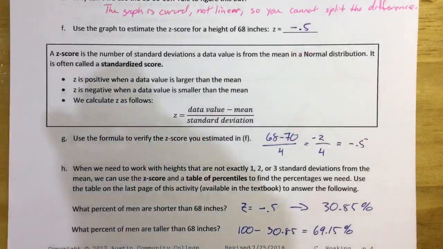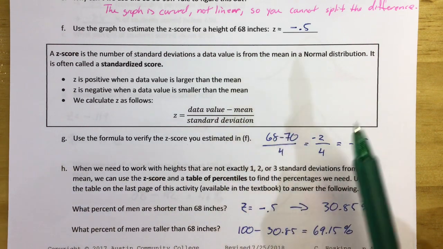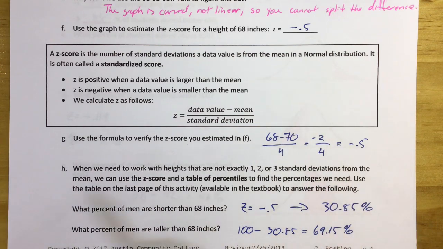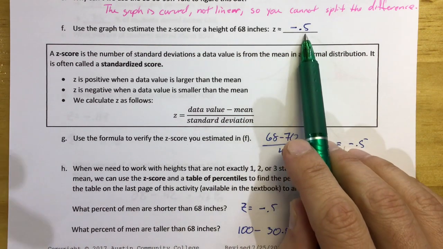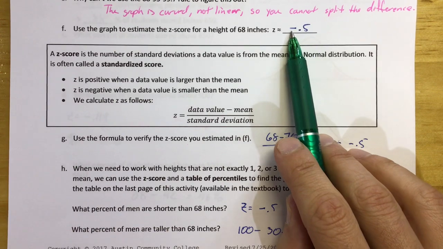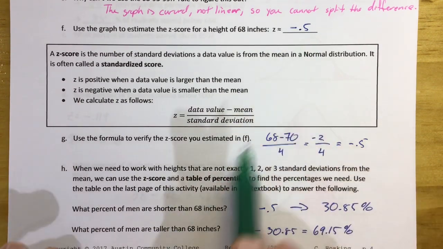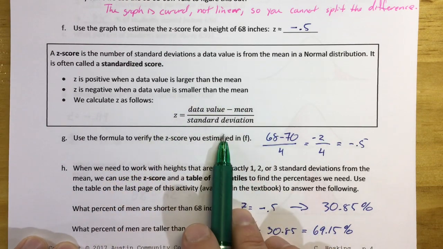Next part right here is going to talk about how you would get the z-score, the z-number, the standard deviation, whatever you want to call it, if it isn't something that is so obvious. Like the example that we just looked at with the 68 inches, it was obviously halfway from 70 to 66, so you could just call it 0.5. And if I didn't mention it was a negative, because it's going to the left direction, anything to the left would be negative.